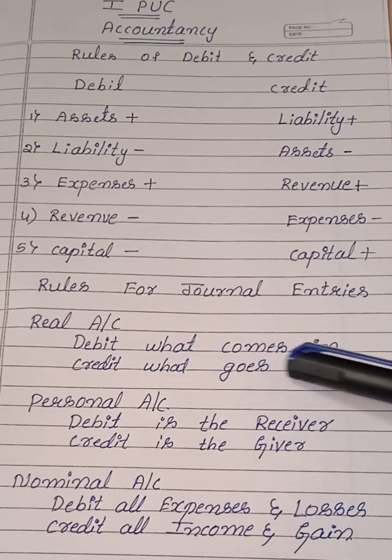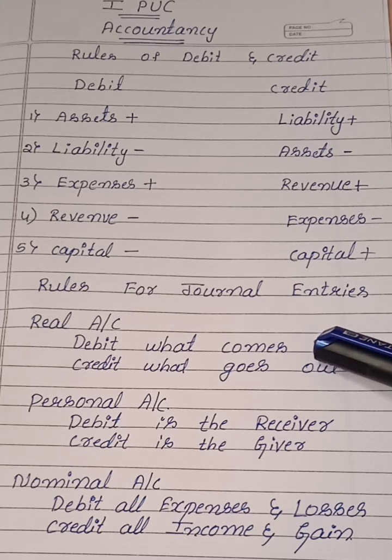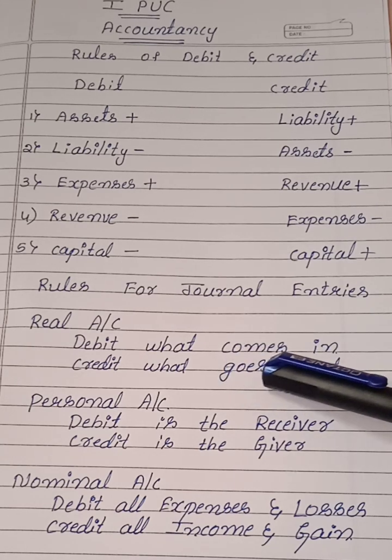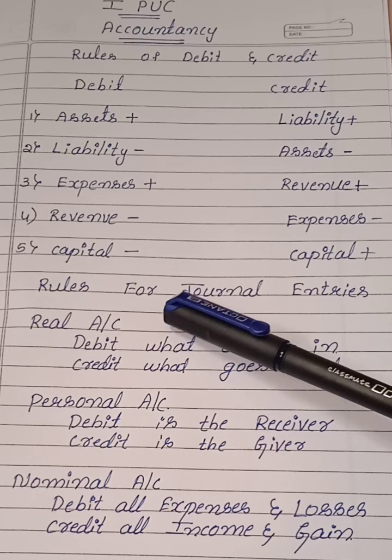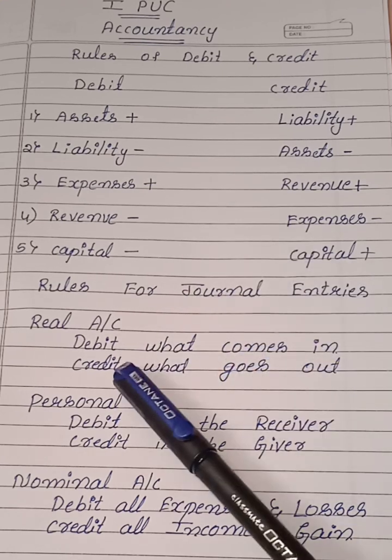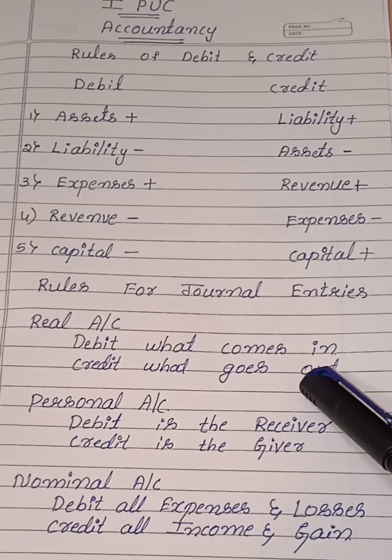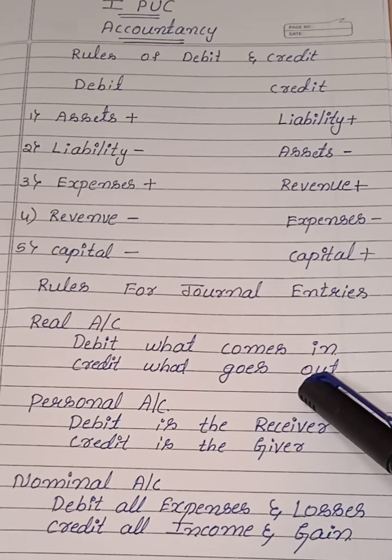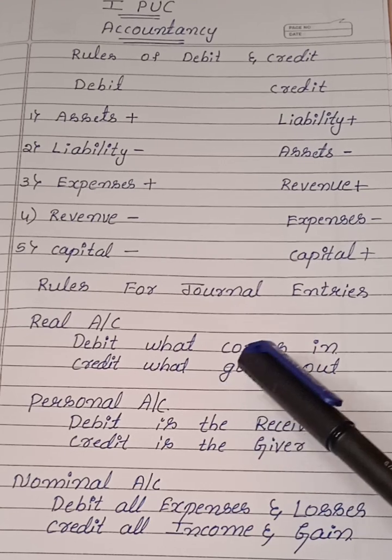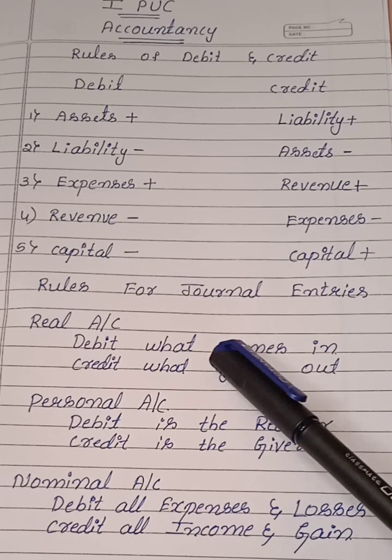So debit what comes in means cash is coming into our business, so we have to record that into the debit side. Credit what goes out means if cash is going out of our business, we have to record that into the credit side. So this is the rule of real account.